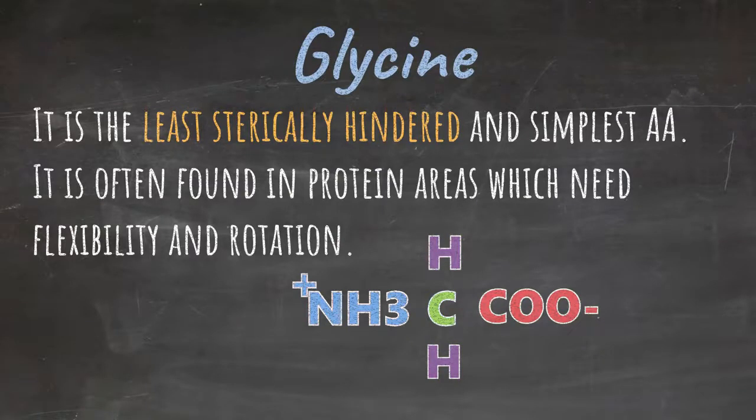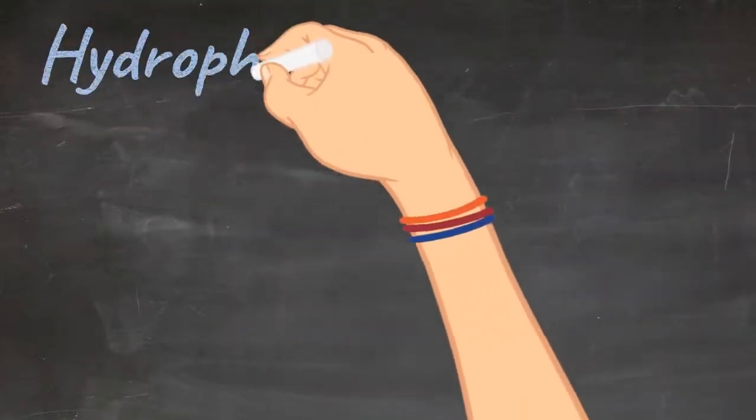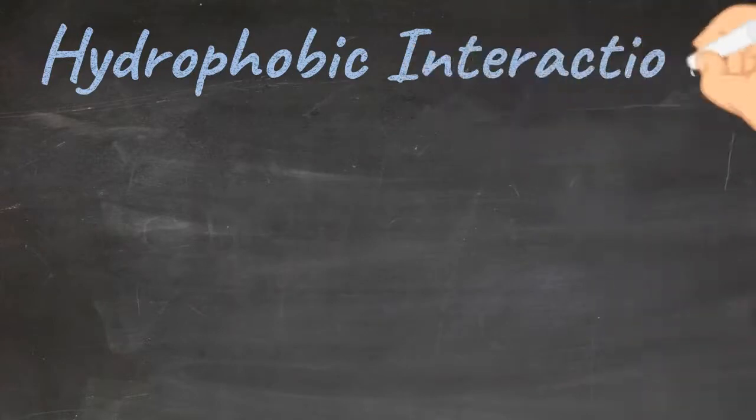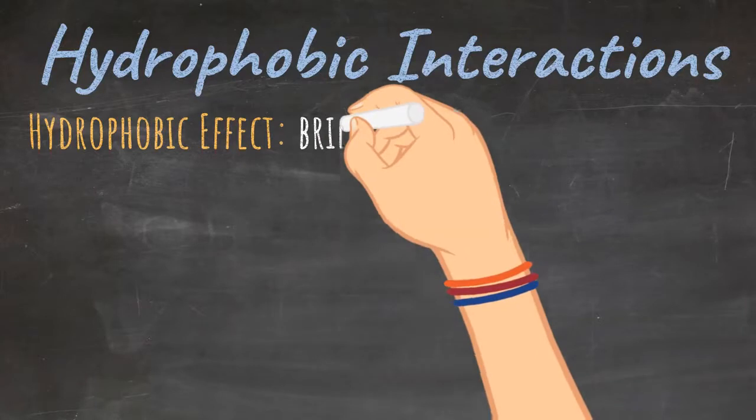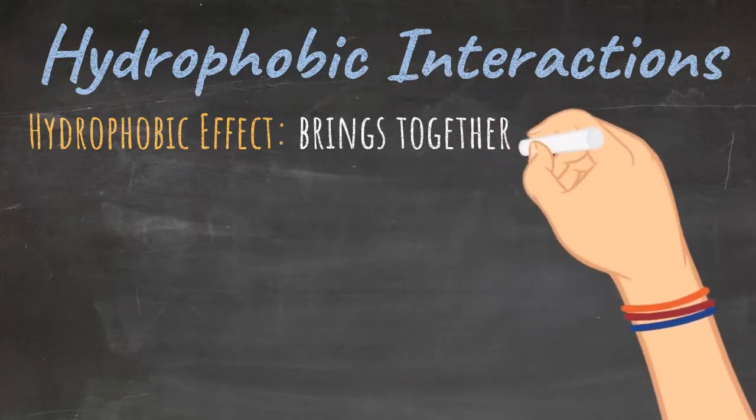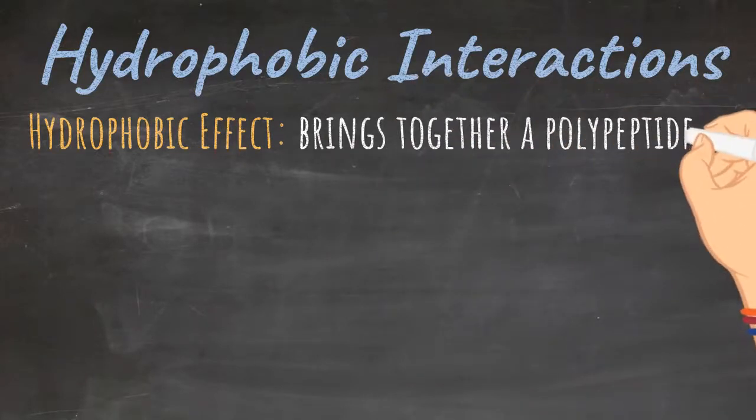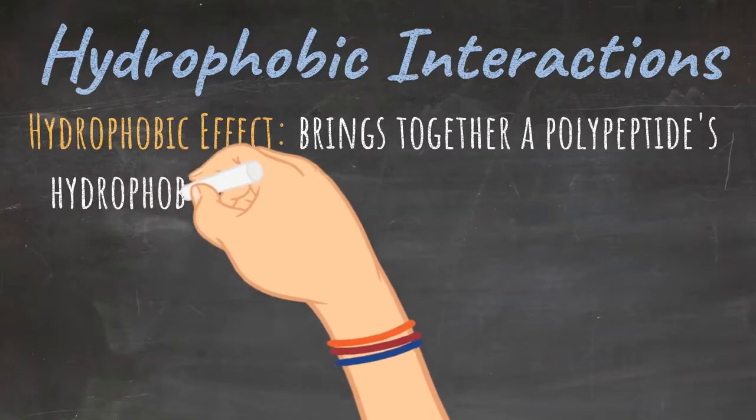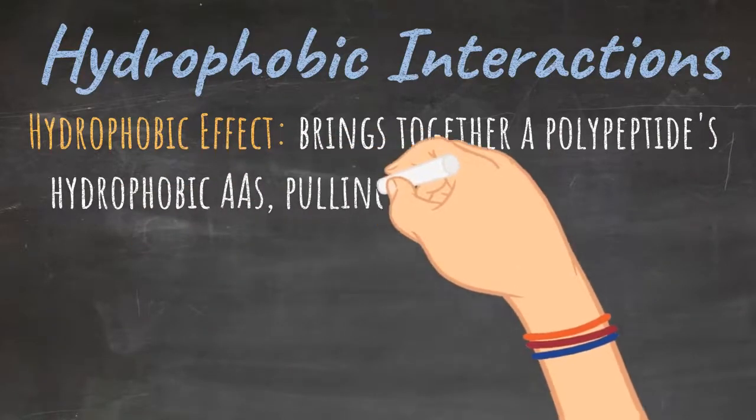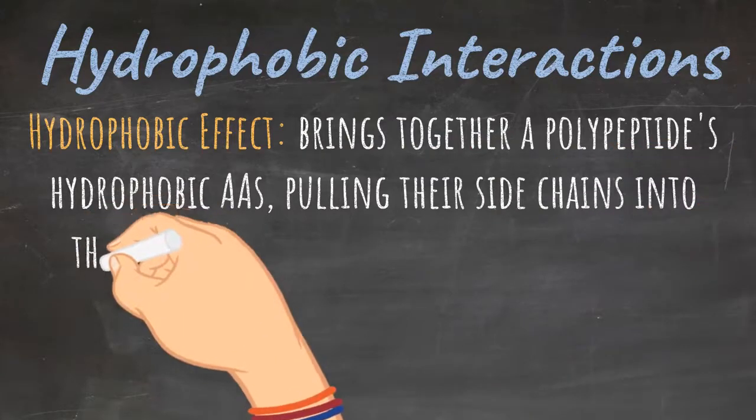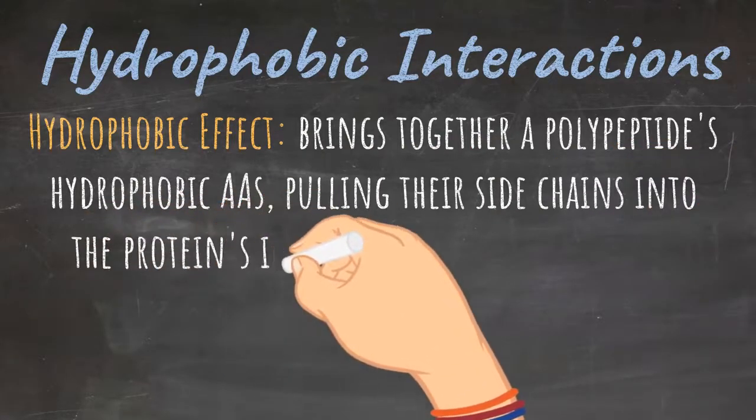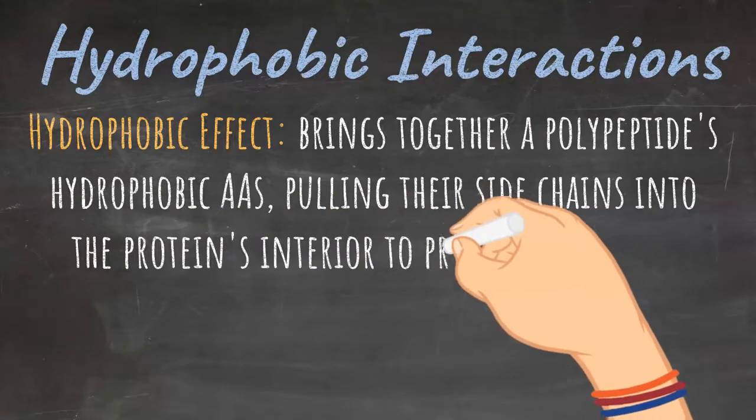The last type of interactions that occur with the tertiary protein structure are hydrophobic interactions. So hydrophobic bonding brings together hydrophobic parts of the polypeptide by pulling them into the protein's interior to protect them from an aqueous environment, which just means an environment that has water. So this occurs between the hydrophobic amino acids.